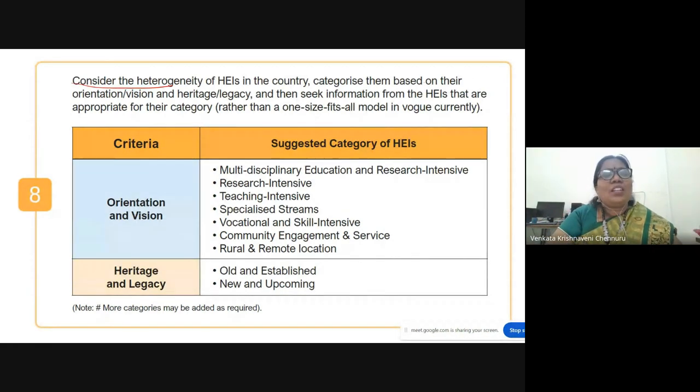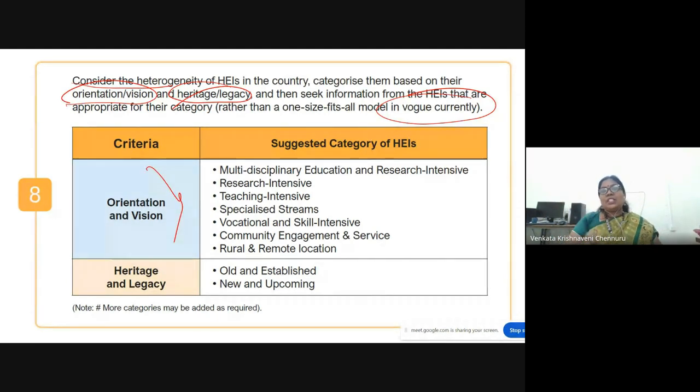Categorize them based on their orientation, vision, and heritage or legacy. And then collect information from the HEIs that is appropriate for their category, rather than the one-size-fits-all model in vogue currently. That means the criteria here are orientation and vision. That means, is this institution a research-oriented institution or a teaching-oriented institution?